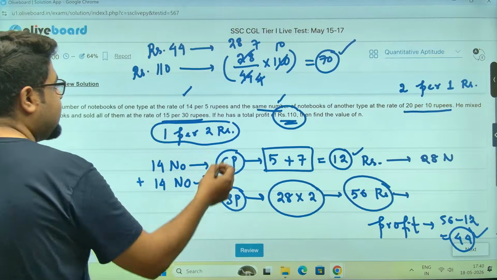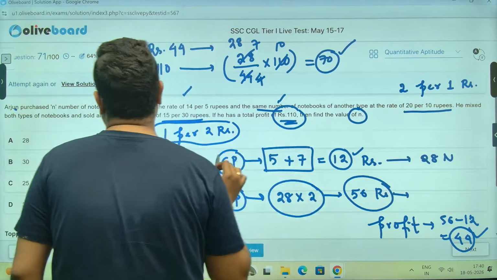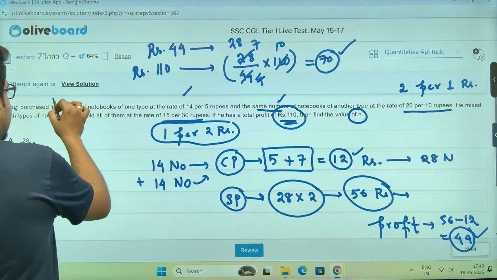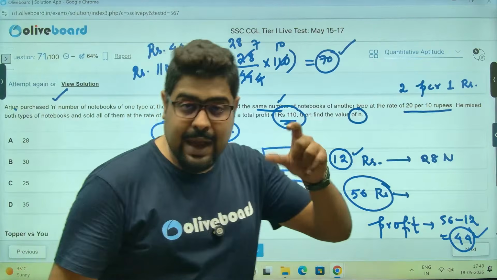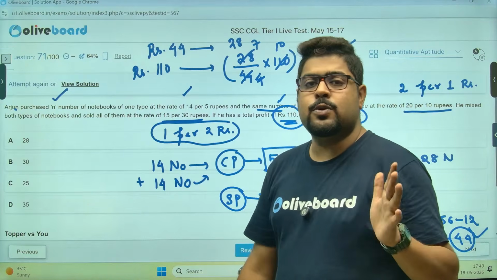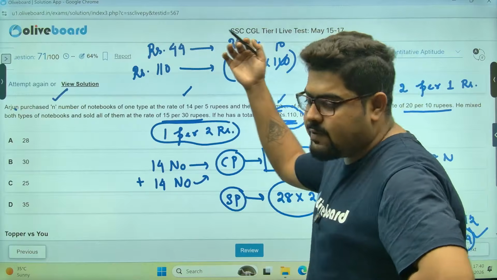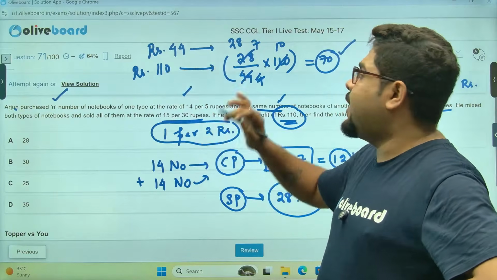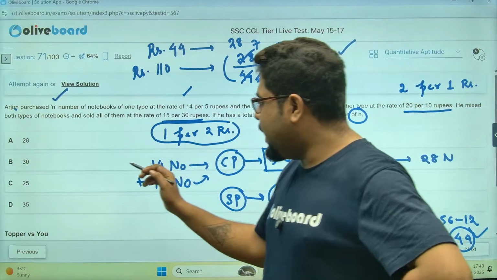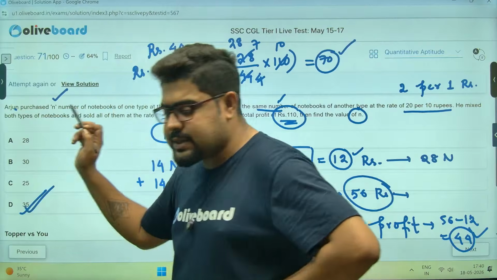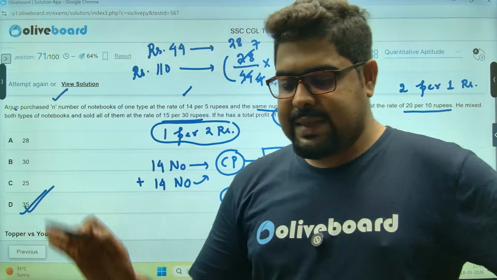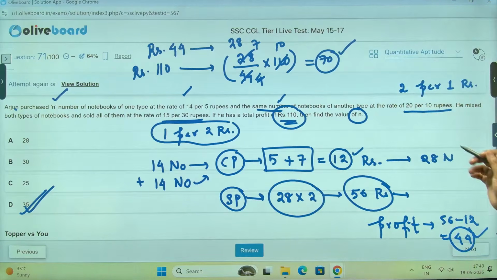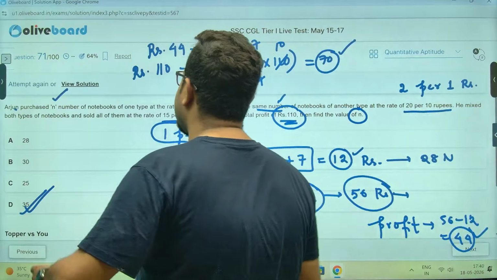But again, they are asking find the value of n. N is not 70, sir. N is the type 1 notebook and n is again type 2 notebooks. So meaning total 35 type 1, 35 type 2, total 70. So n value will be, sir, option D, which is 35. Again, this is a little complicated question. I guess the only question which was a little on the complicated side.